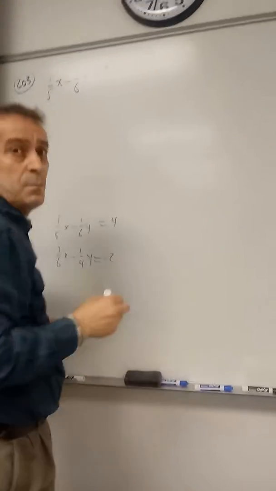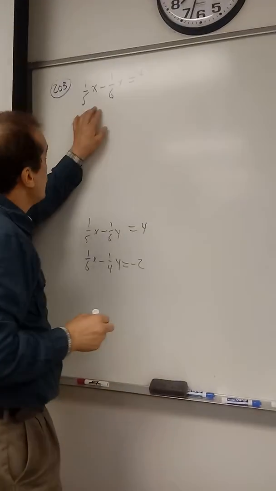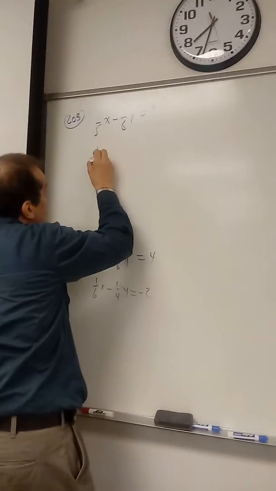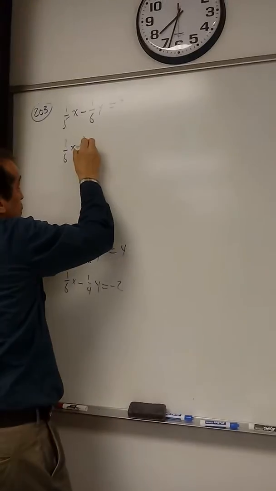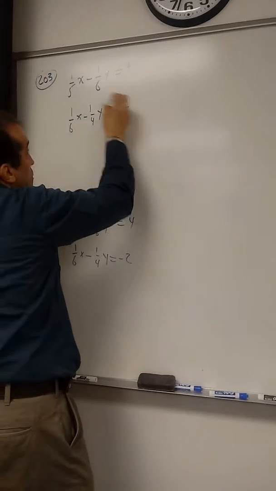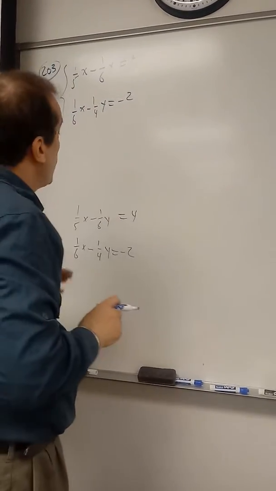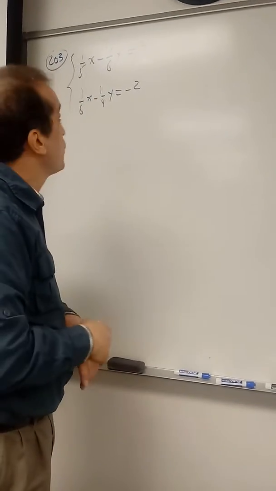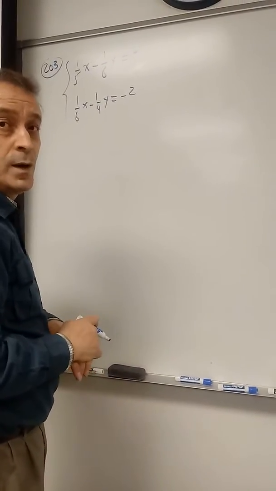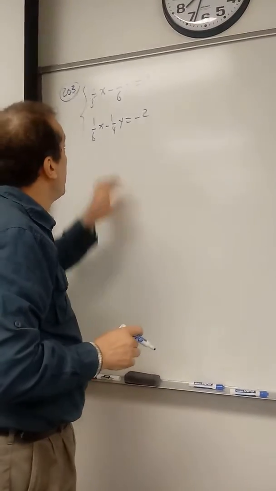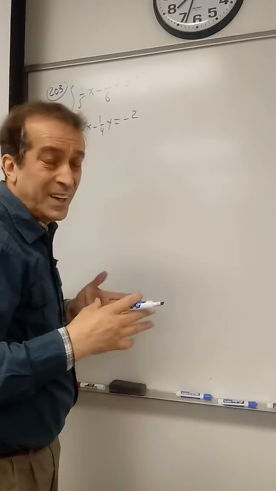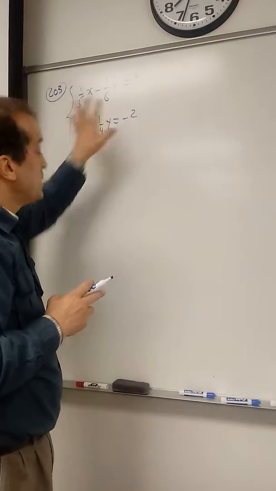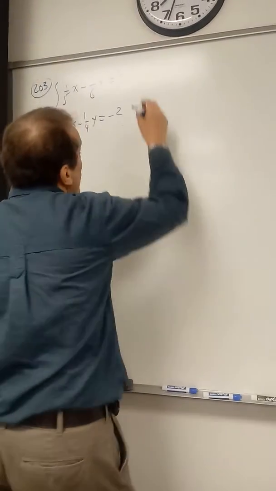Let's solve a system of equations with fractions. 1/5 of x minus 1/6 of y equals 4, and then 1/6 of x minus 1/4 of y equals minus 2. When you have a system of equations with fractions, what you want to do is simplify the equations and get rid of the fractions. So look for a number that can be divided by both 5 and 6, like a common multiple. It doesn't have to be the least common multiple. Any common multiple will do. 5 times 6 is 30, so I'm going to multiply the first equation times 30.